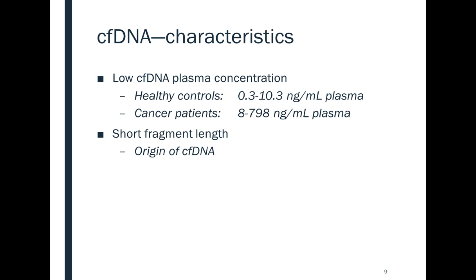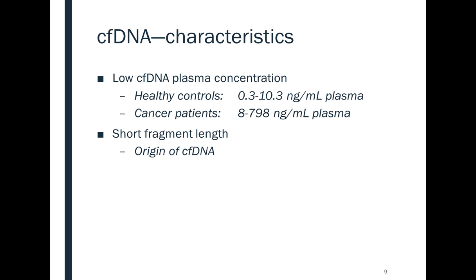To establish the cell-free DNA analysis in a routine diagnostic lab, the characteristics of cell-free DNA should be considered. Cell-free DNA shows low concentration in plasma as well as other body fluids. In healthy controls, cell-free DNA concentrations from 0.3 to 10 nanograms per milliliter plasma were described. In cancer patients, concentrations from 8 to 800 nanograms per milliliter plasma were found.